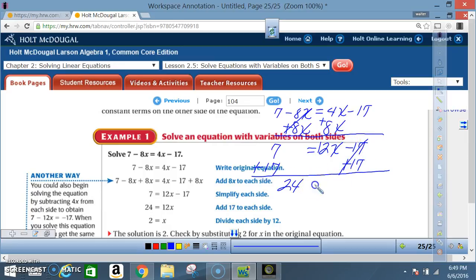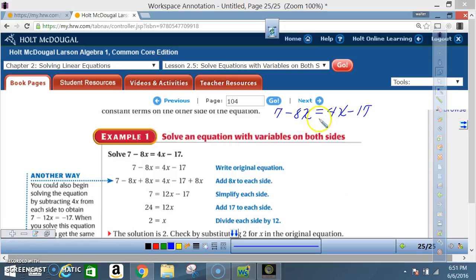So now I got 24 is equal to 12x. Now I got 12 times x is equal to 24, or I can read it as 24 is equal to 12x. At any rate, I want to get this x by itself. So now what's the opposite of multiplication? Division. Divide both sides by 12, and then 24 divided by 12 is equal to 2. 12 divided by 12, that's 1, so I'm left with just 1x. So my answer is x is equal to 2.